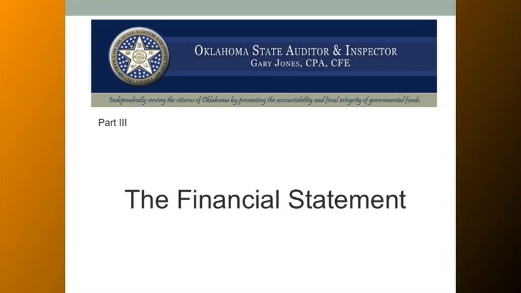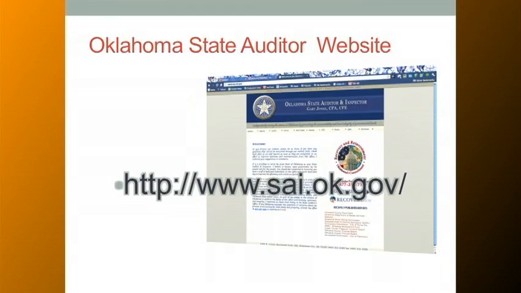Okay, a couple of things I want to point out before we get into the financial statement. First, on the auditor's office website, which is www.sai.ok.gov, if you get on there, you will find the answers to a lot of frequently asked questions. There's a lot of good information out there. There's even a part on segregation of duties. I know you've all heard that phrase. Please visit that and see if any of your questions can be answered that way.